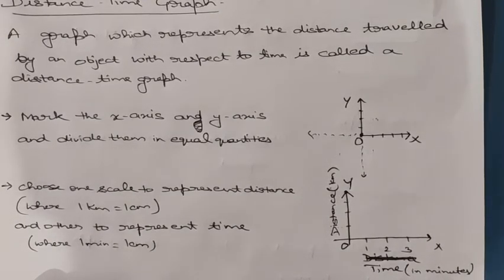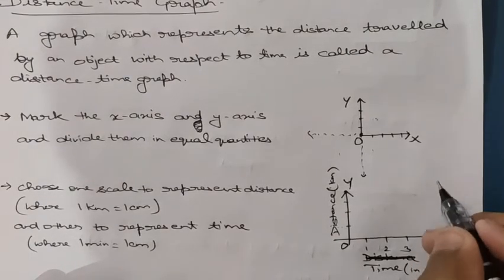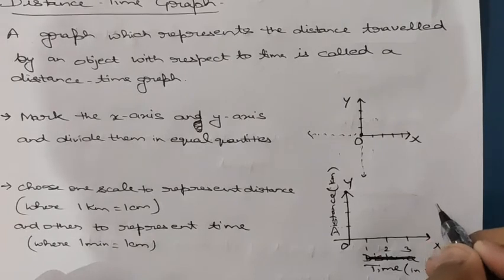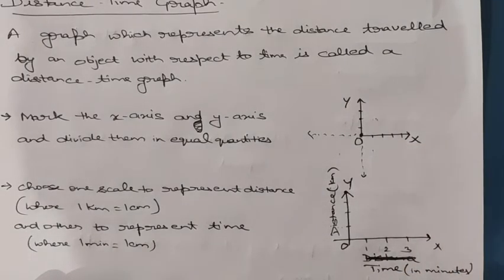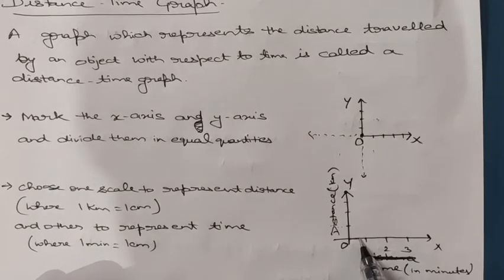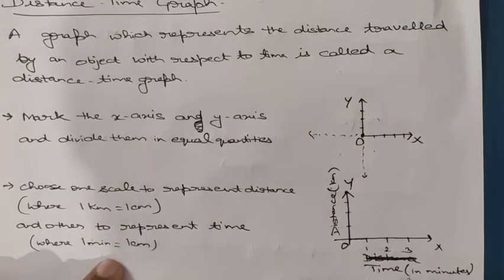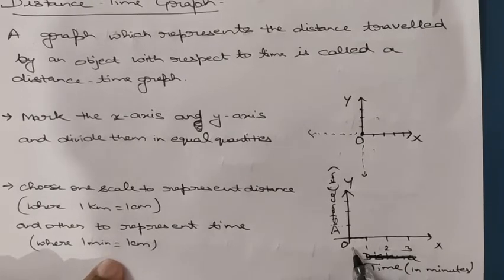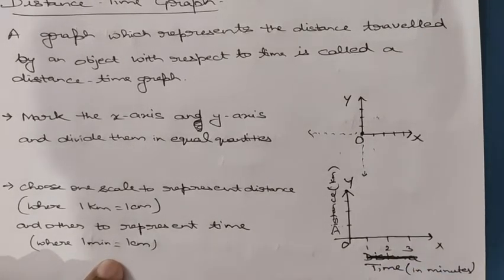Okay, you have to fix a scale. According to a graph paper, that small box in which very small boxes are drawn, one complete box is 1 centimeter square. So on this axis I am saying that 1 centimeter is equal to 1 minute of time. So my scale is 1 minute is equal to 1 centimeter.